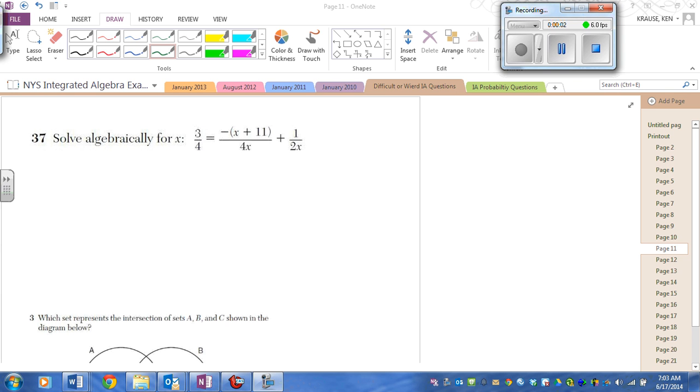Okay, here we go. Weird or hard math problems from previous tests. This is going to be pages 11 through 15.